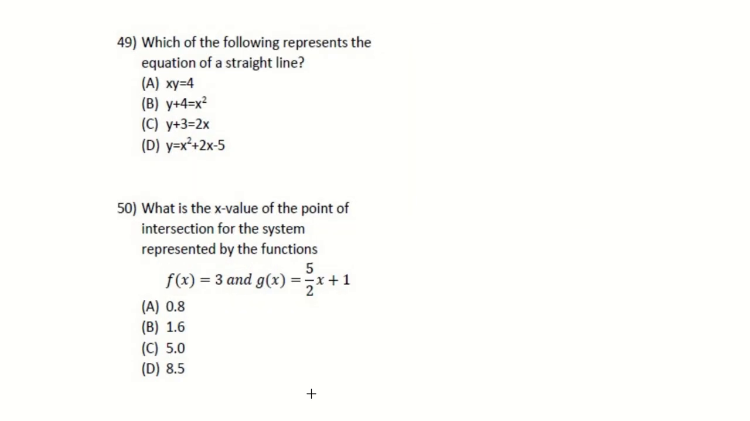Alright, number 49. Which of the following represents the straight line? We did this question. This one here, if it has x squared, out of the question. This is out of the question. What is the value of x of the point of intersection for the system that represents these functions? So when they say it intersects, that means they want to know the point at which these two intersect each other. So you're going to say 3 is, my pen.